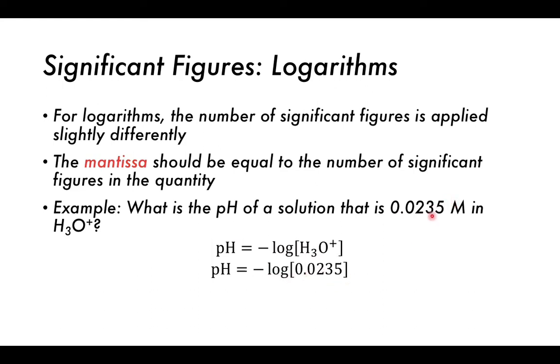So we have 3 significant figures in our answer, which means that our mantissa should be 3 figures as well. So our pH is going to be 1.629, where the mantissa, this part in bold, the part after the decimal point, is going to be 629. That's 3 significant figures, which matches the 3 significant figures that we have in our original quantity.